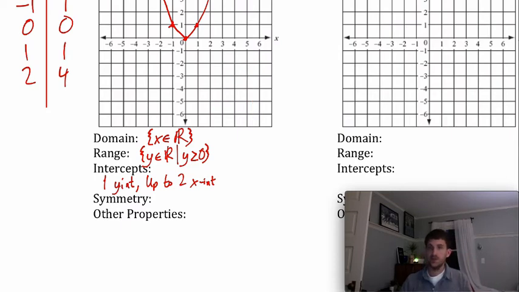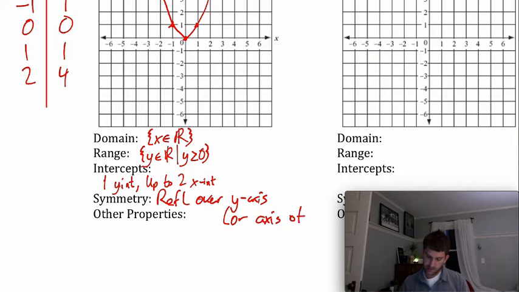Its symmetry, it has symmetry over the y-axis. So we can say it's reflective symmetry over, sorry, my stylus is being fussy, the y-axis. Or, you might remember this from Algebra 2, your axis of symmetry. We'll talk about the axis of symmetry, the AOS, later.